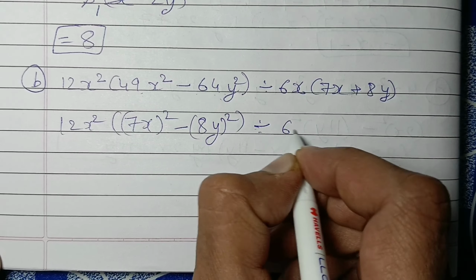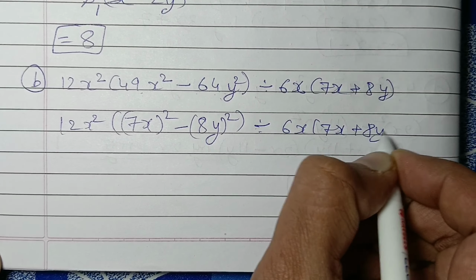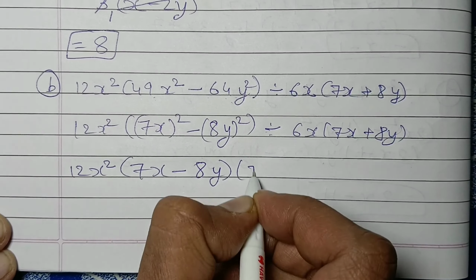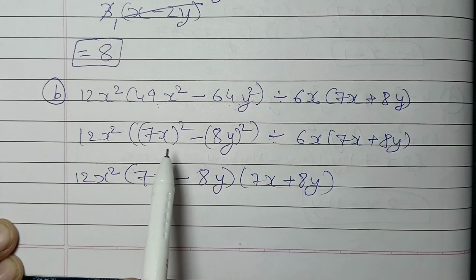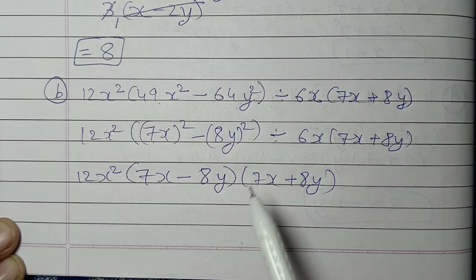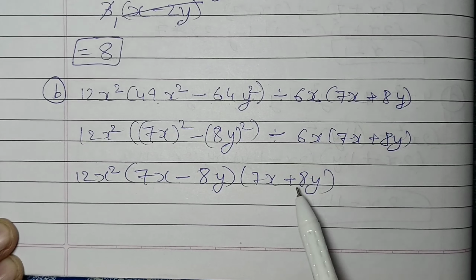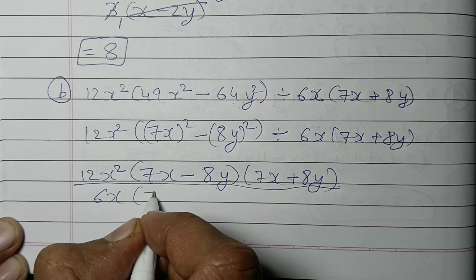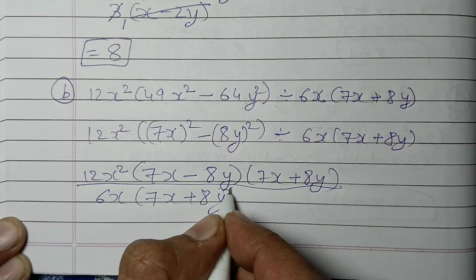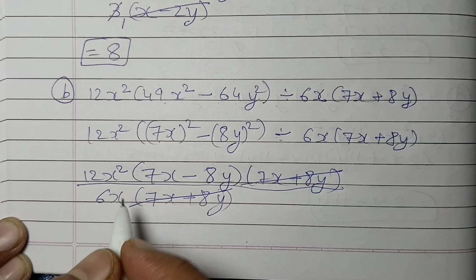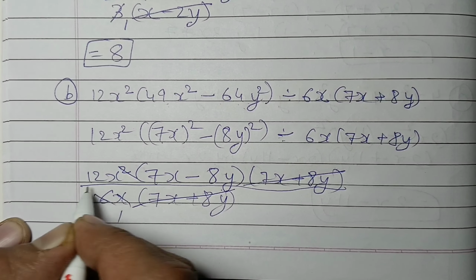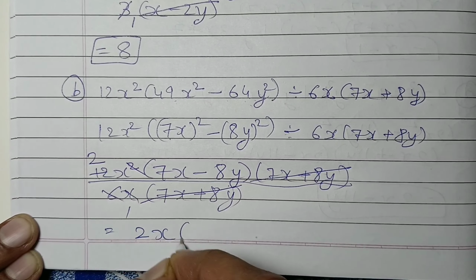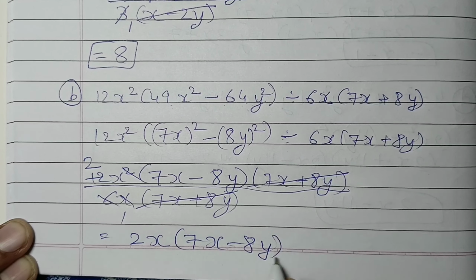Now this will be divided by 6x, 7x plus 8y. 12x square, 7x minus 8y and 7x plus 8y, because this is a square minus b square, so it will become a minus b and a plus b, and we'll divide these by 6x, 7x plus 8y. 7x plus 8y will be cut by 7x plus 8y. X will be cut by x. 6 ones are 6, 2s are 12. So our answer will be 2x, 7x minus 8y.